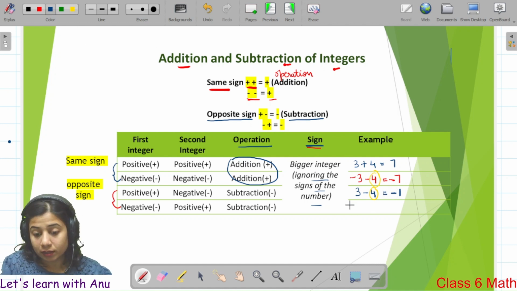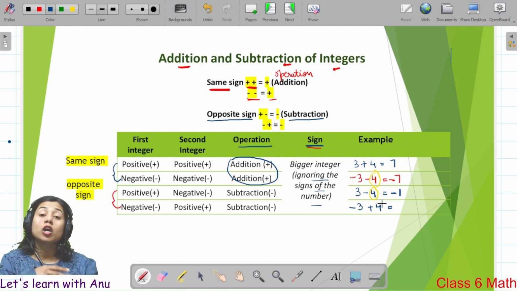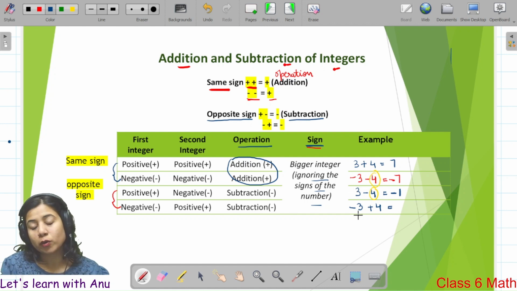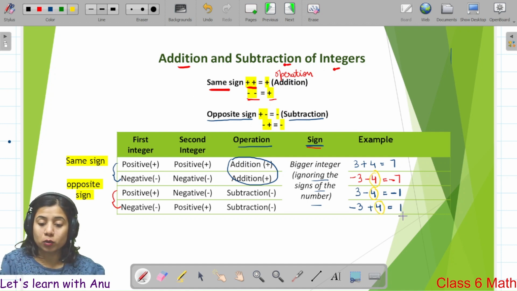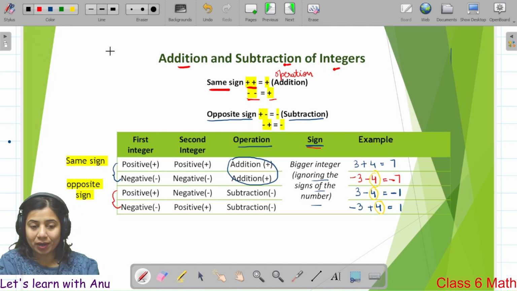Now, the next case is one is negative, other is positive. So it's minus 3 plus 4. Again, signs are different. So the operation is subtraction. So we are going to subtract 4 minus 3, 1. But the sign will be of the bigger integer. The bigger integer is 4. That is positive. So the answer is plus 1. I hope everyone understood this.